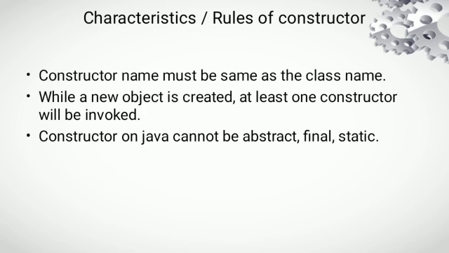Characteristics or rules of constructor. Constructor name must be same as the class name. While a new object is created, at least one constructor will be invoked. Constructor in Java cannot be abstract, final or static.